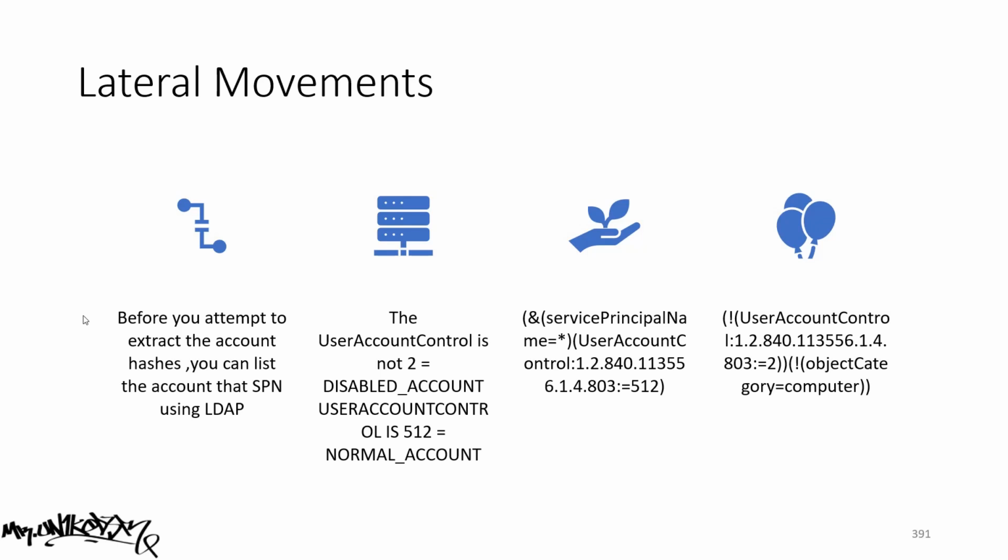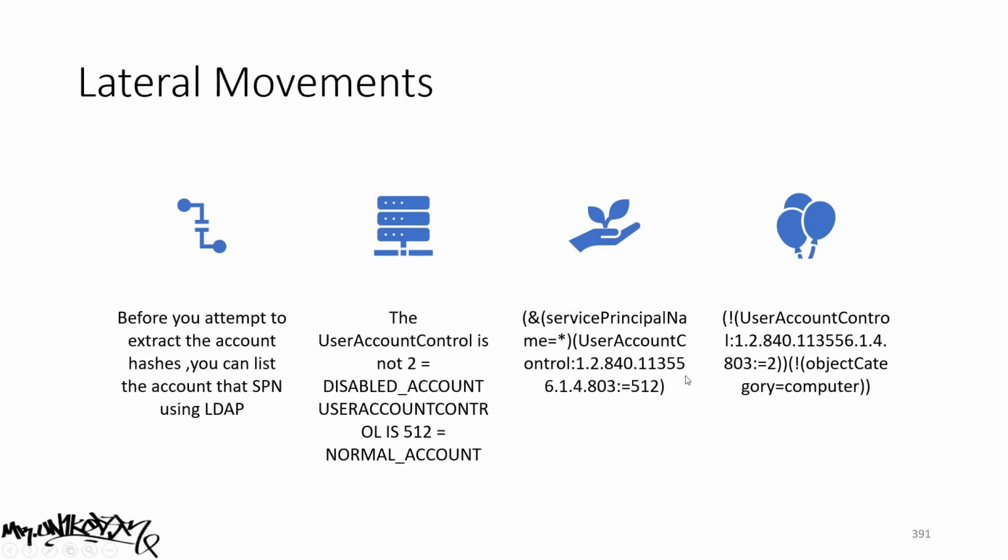Under the hood, it's an LDAP query to find a list of accounts that actually have an SPN enabled. So first things first, your query needs to make sure that the account is not disabled, because there's no point requesting the hash of an account that is not enabled anymore. Then you make sure that there's a service principal name set, because that's how it works, right? SPN is a service principal name. And if it's a normal account, then I want to make sure that it's not a computer account. If you get all of this, this is how you end up with queries like that, and you'll be able to get a list of them.